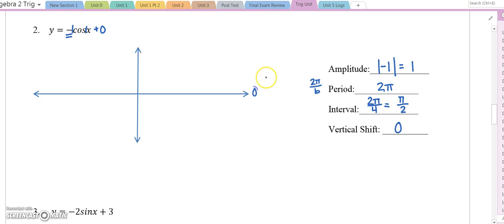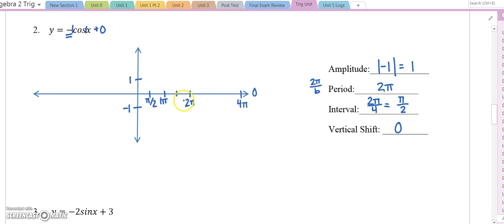So again, I have my midline at 0. So I start at my midline and I go up my amplitude and down my amplitude. Nice and easy when it's 1. And then I'm graphing 2 full periods. So 2 times 2 pi would be 4 pi. And then we're going to start cutting it in half. So there's 2 pi, there's pi, and then we got pi over 2. And now we just kind of start continuing the halving.